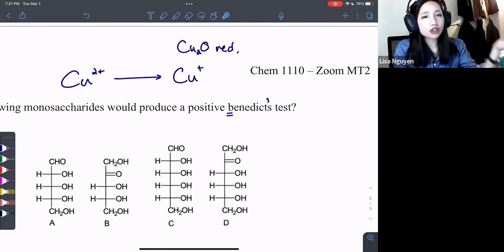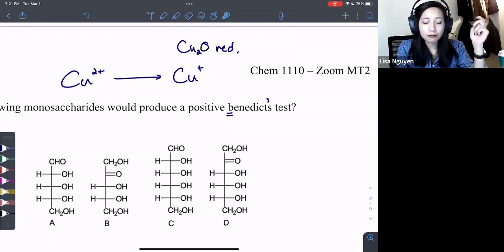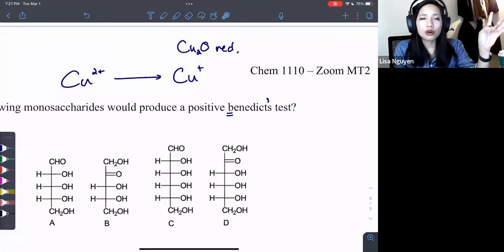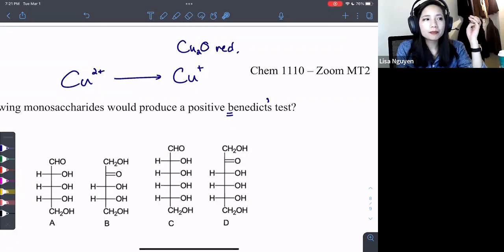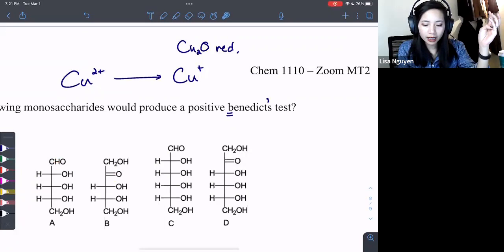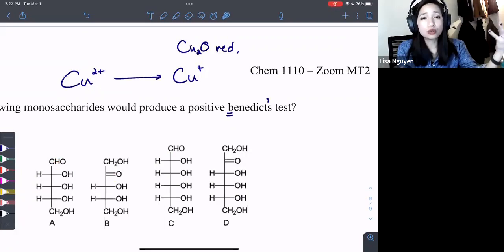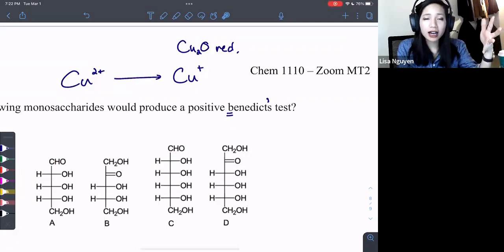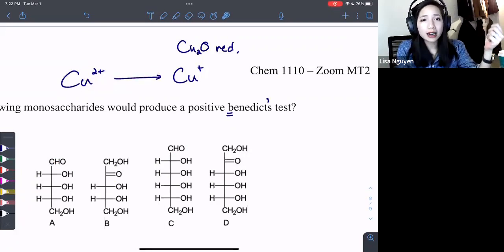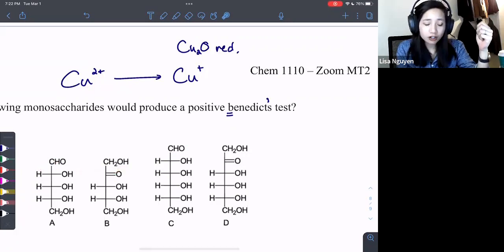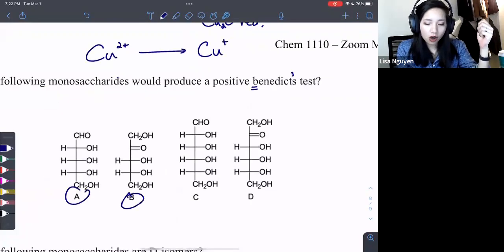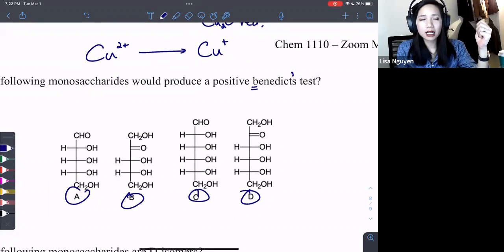So reducing sugars are able to be oxidized if there is a free anomeric carbon on that sugar. Long story short, all monosaccharides are reducing sugars because they have either an aldehyde or ketone available to do the Benedict's test reaction. That anomeric carbon can react with the copper 2+ and then become oxidized. So actually the answer is all of these. All of these will produce a positive Benedict's test.